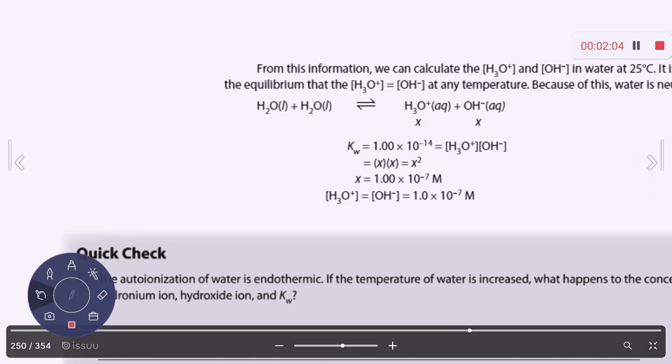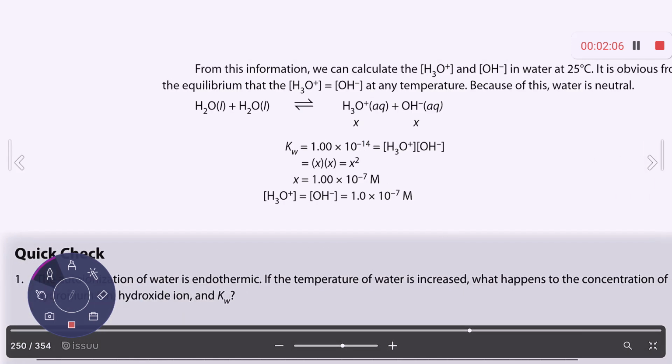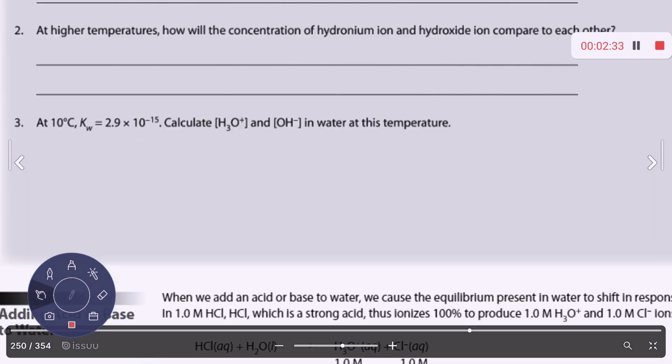Obviously, if the hydronium and hydroxide ion concentrations are equal, you could substitute an X in for each one of those concentrations into the equation, which means you would end up with X squared is equal to 1 times 10 to the negative 14th, and you would take the square root of both sides to get 1 times 10 to the negative 7th, which would then be your hydroxide and your hydronium ion concentrations, okay? Let's take a look at the very bottom of the page.